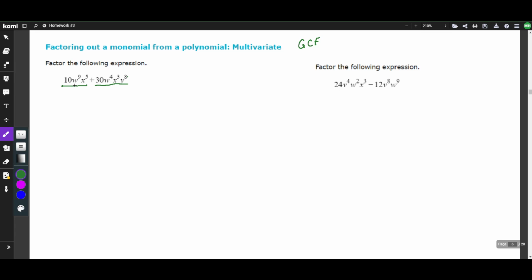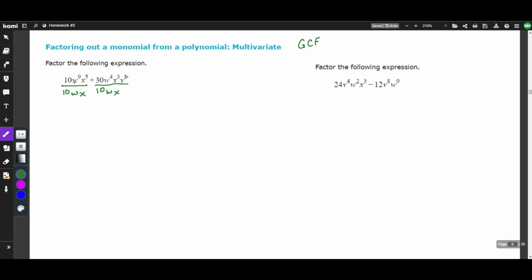So I'm looking at what can I pull out, or what divides nicely out of 10 and 30. If I need to, I could write my factors off to the side, but I know that 10 does go into 30, so I'm going to divide 10 from both of these. I'm looking at what letters they have in common. They both have W's, and they both have X's. All right, they don't both have Y's, so I can't take the Y out.